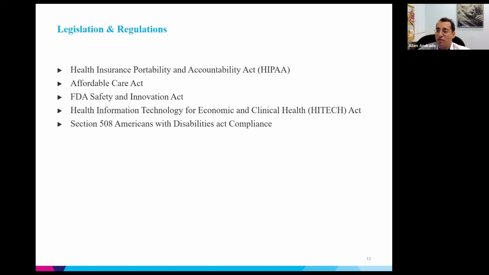What's been really helpful with these different acts is that, with enforcement and with monies assigned to help promote the use of personal health records, the meaningful use of electronic health records has really transformed healthcare to these electronic medical records and personal health records.